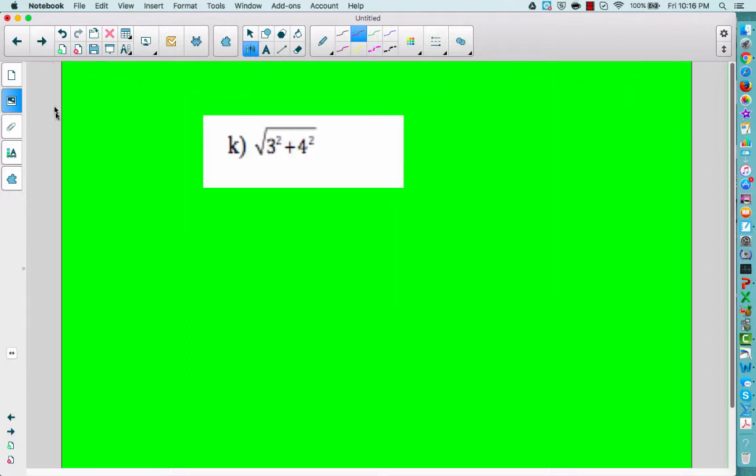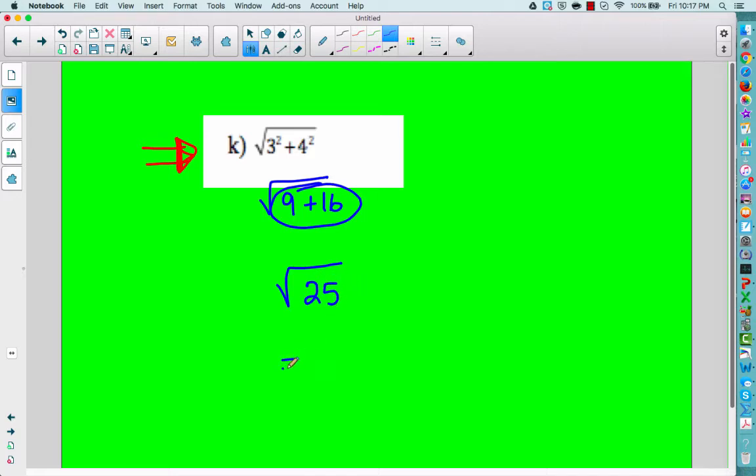Okay, couple more things. The last one that can be kind of tricky is the square root bar. I want you to treat it as a grouping symbol. So you have to do everything under it like it's parentheses. So 3 squared I would have to do first. So 9 plus 16. Now I can't take the square root of 9 and add it to the square root of 16. I have to add these values first. So that would be 9 plus 16, which is 25. And the square root of 25 is 5, because 5 times 5 gives me 25.